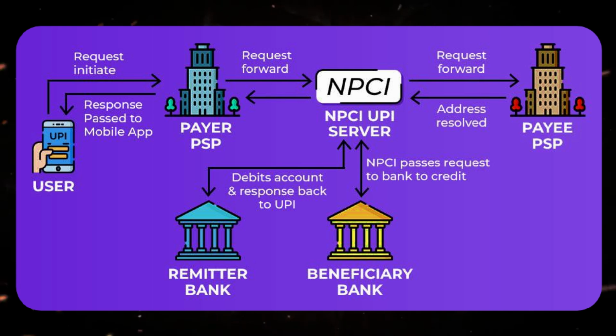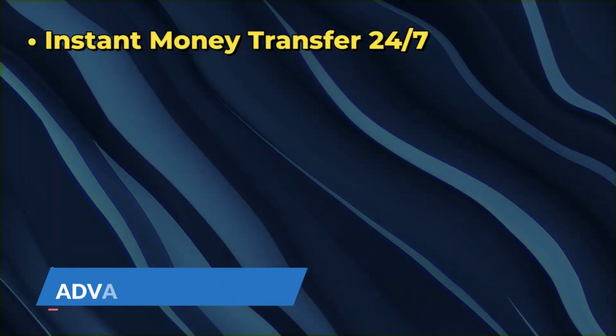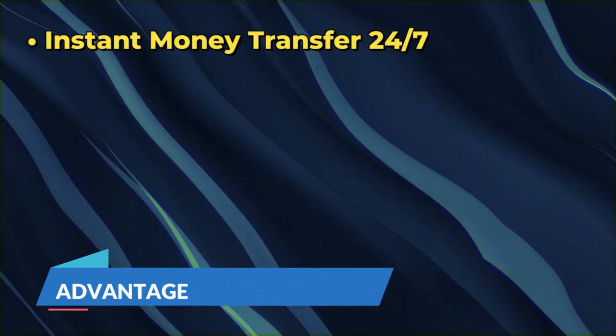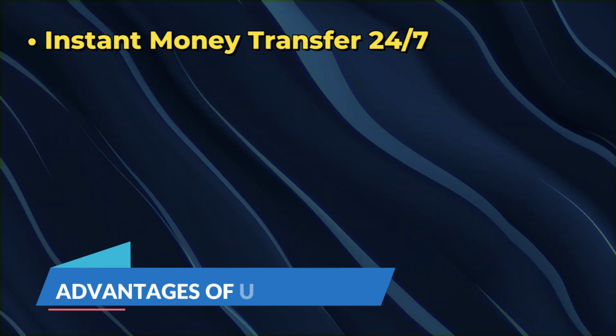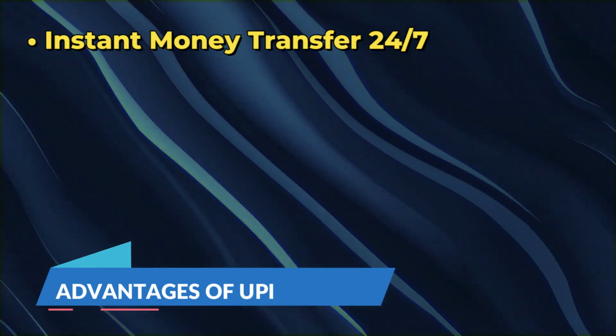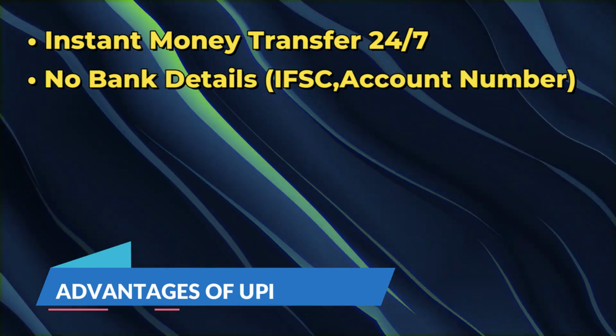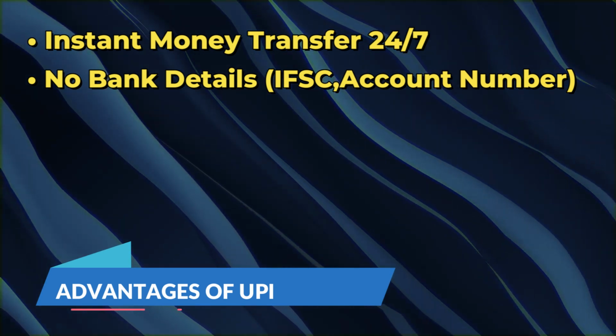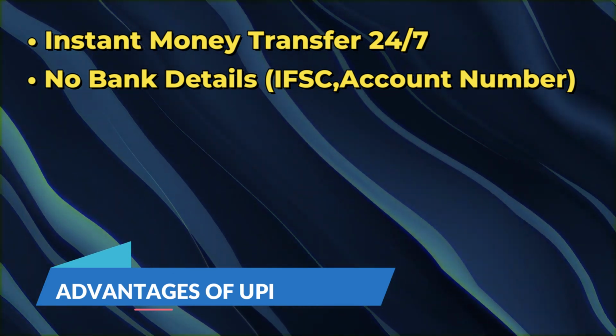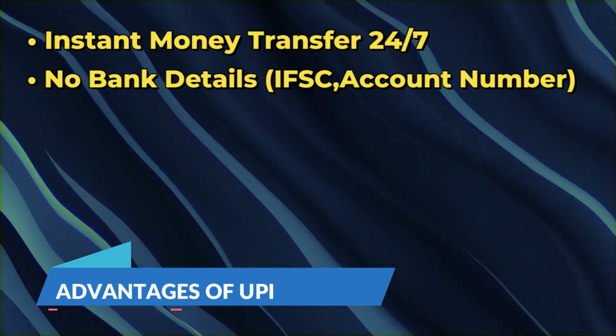Now let's talk about some of the key advantages of using UPI. The first one is instant transfers. That is, we can send or receive money instantly, anytime, anywhere. The second one is no need for bank details. That is, we don't need any IFSC code or account number. We just need a UPI ID or a registered UPI number to send or receive money.